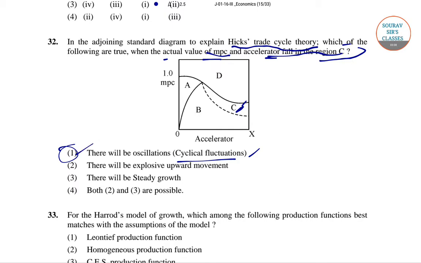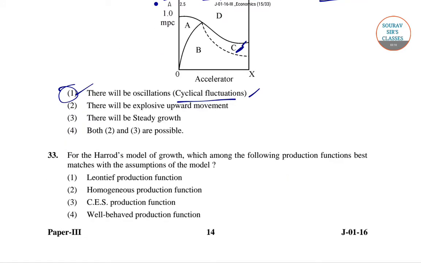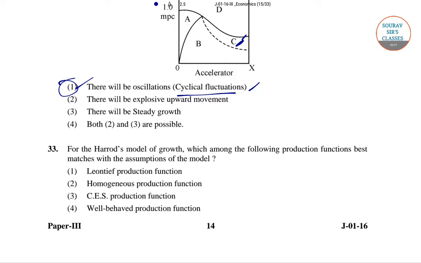Now we'll go to the next question, which is question number 33. In question number 33, it is given: for the Harrod's model of growth, which among the following production function best matches with the assumption of the model. For question number 33, the right answer would be Leontief production function. So for Harrod model of growth, the Leontief production function matches the best.